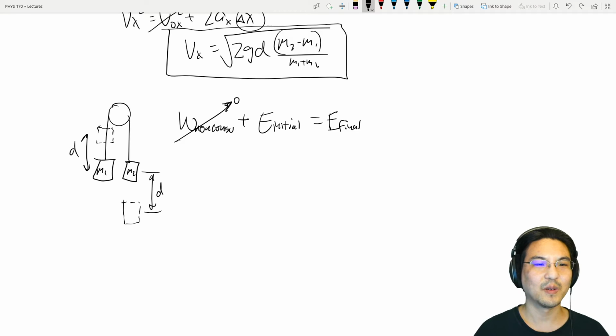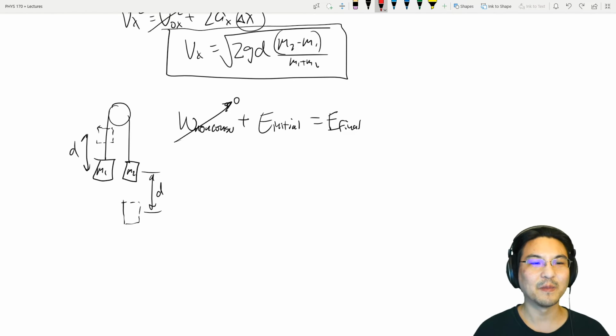So these are at rest. Let's go one by one. Block 1 is at rest, so no kinetic energy. Block 2 is at rest, no kinetic energy. What about gravitational potential energy?